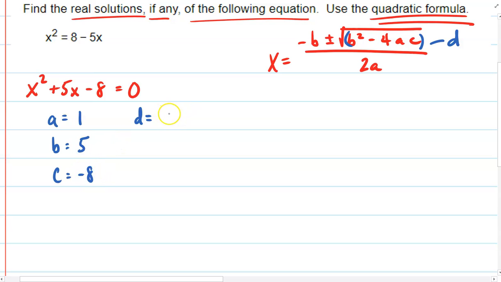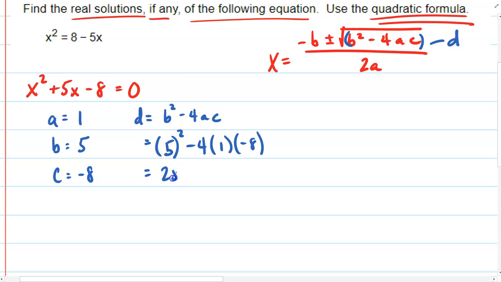So the discriminant would have to be b squared minus 4ac, which in this case is 5 squared minus 4 times 1 times 8. Sorry about that. That's a negative 8 here. That would affect our result. But anyway, 5 squared is 25. And negative 4 times 1 times negative 8 is positive 32. So our discriminant value in this case is 25 plus 32, or 57.